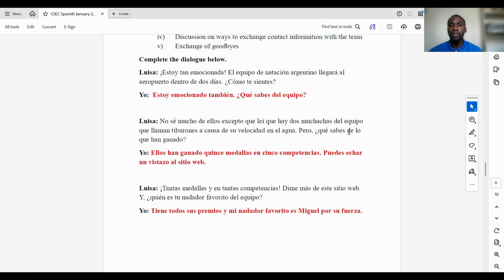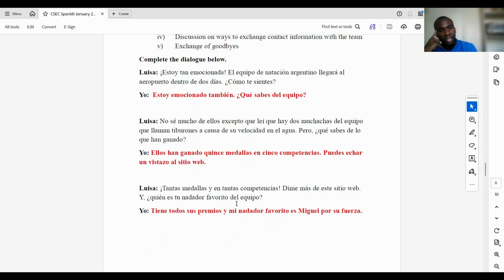So, continuing, the last part, she asks, ¿Qué sabes de lo que han ganado? What do you know about what they have won? So, in order to know what I have to say, I have to read ahead. So, Luisa says, tantas medallas y en tantas competencias. Dime más de este sitio web. ¿Y quién es tu nadador favorito del equipo? So many medals in so many competitions. Tell me more about this website and who is your favorite swimmer from the team, right?